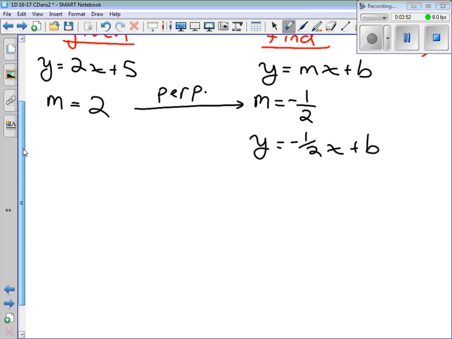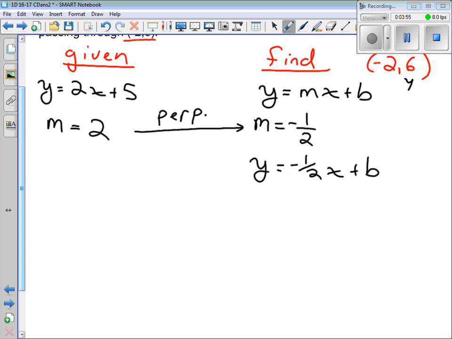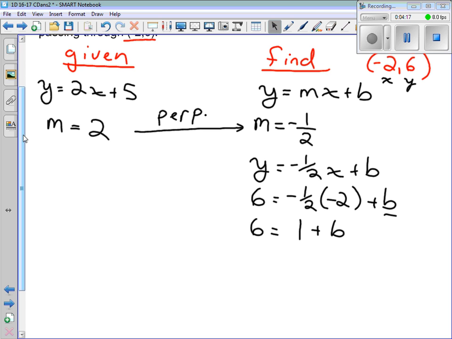So I'm going to put y equals 6, and x equals negative 2. So I get 6 equals negative 1/2 times negative 2 plus b. And now I'm going to solve for b. So negative 1/2 times negative 2 is going to give me positive 1. And then to solve this, I'm going to subtract 1 from both sides to get rid of that. And I'm left with b equals 5. Okay. Now, am I done?